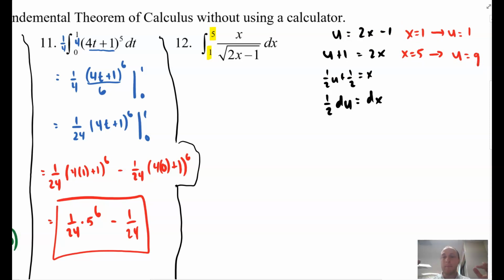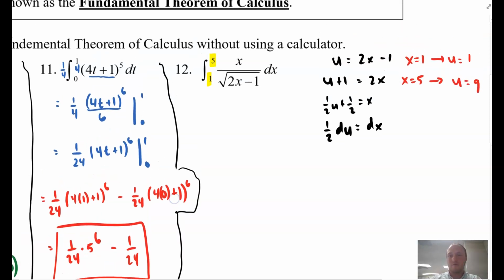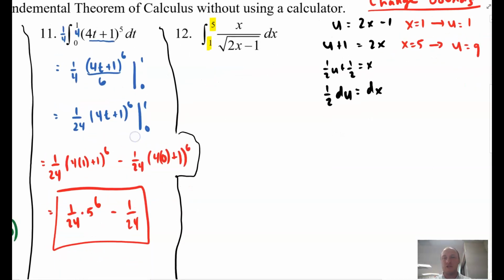Okay, so I found my new bounds, and that's very, very important, right? So I'm going to write here, change bounds, or change your endpoints, or change your interval. So in relation to u, I'm going to integrate with respect to u, so that's what we're going to have to do. Okay, so let's go ahead and rewrite this integral.